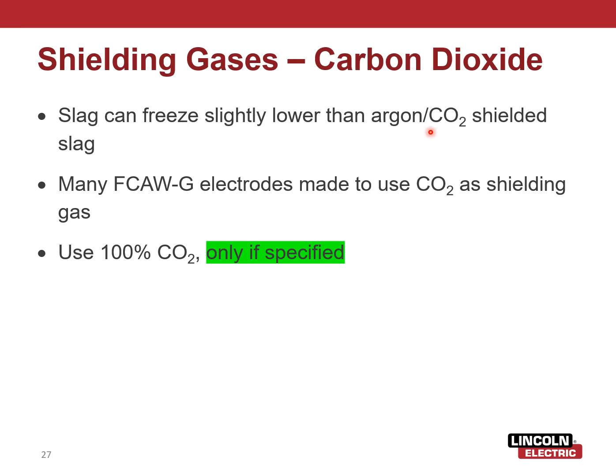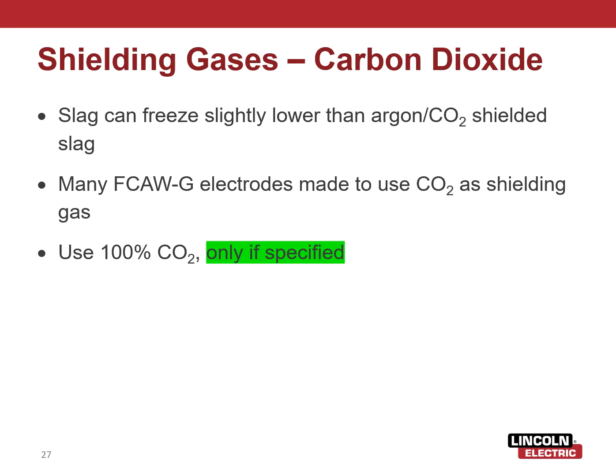So when using CO2 and argon, the slag can freeze slightly lower. When using 100% CO2, slag can freeze slightly lower than when using the mixed shielding gases. Many flux core gun electrodes are made to use CO2 as shielding gas, but you should only ever use it if it is specified. So going back to the electrode classification, if you have a C or an M after that second digit, or that first dash number, then you should use the gas that electrode has been designed for.